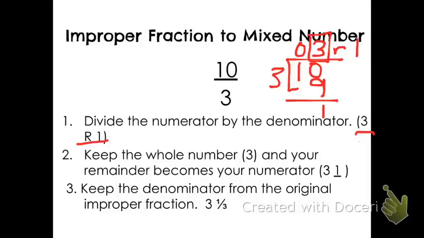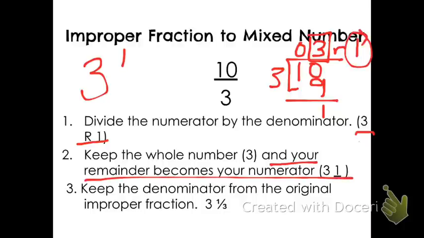The remainder is just leftover, so it's not a whole part of anything. So I have 3 total. So then my improper fraction gets changed to a mixed number. 3 is my total. Keep the whole number 3, and your remainder becomes your numerator. So this remainder 1, that would be the number on top. As you can tell, your vocabulary for fractions is very important here.